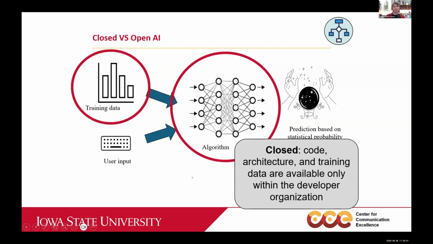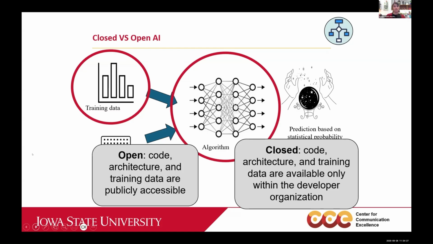Now, another thing to be aware of, and that I think it's important students be aware of, especially if you're using a specialized tool like Elicit, is that there are open and closed AI models. And the difference between those is the training data. So with a closed model, the code architecture and training data are available only within the developer organization. They are hidden, they're like trade secrets. Whereas with open, the code architecture and training data are publicly accessible.